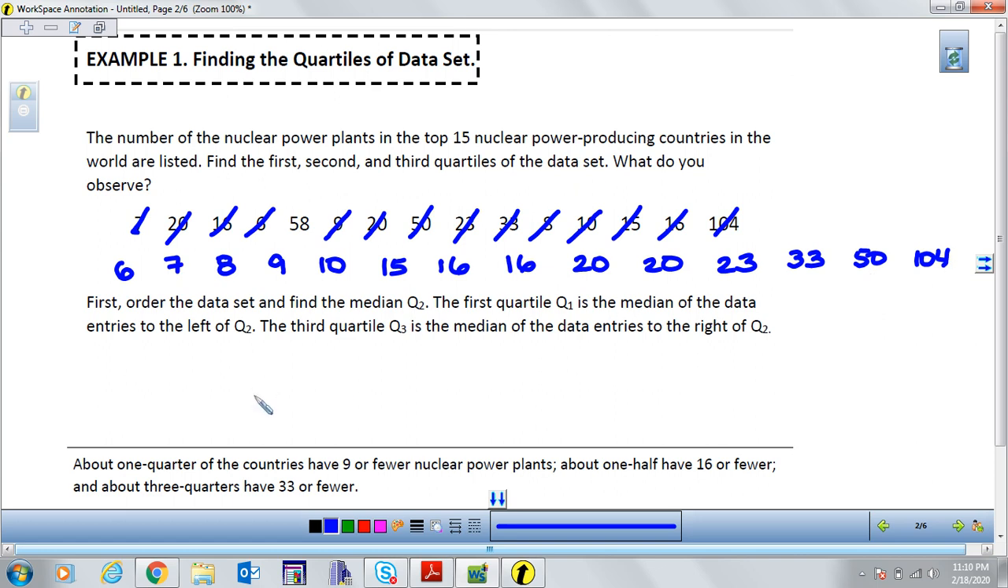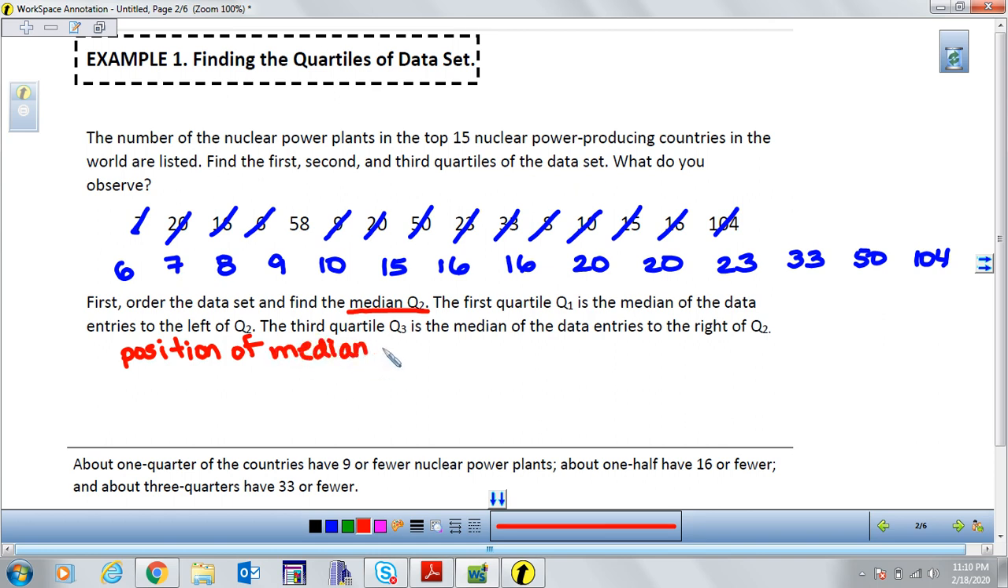Okay, so now that you have put all your data values in order from least to greatest, the first thing that you're always going to find is the median or the second quartile. In order to find the median, if you remember from previous sections, I gave you a little formula that can help you figure out the position of the median. So I'm going to write here, position of median.